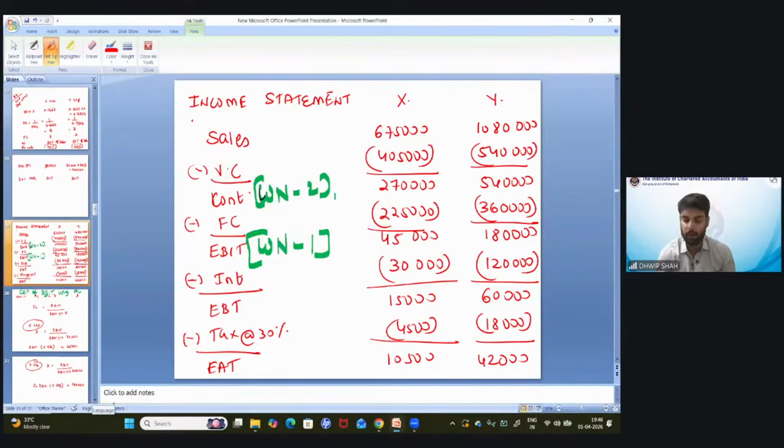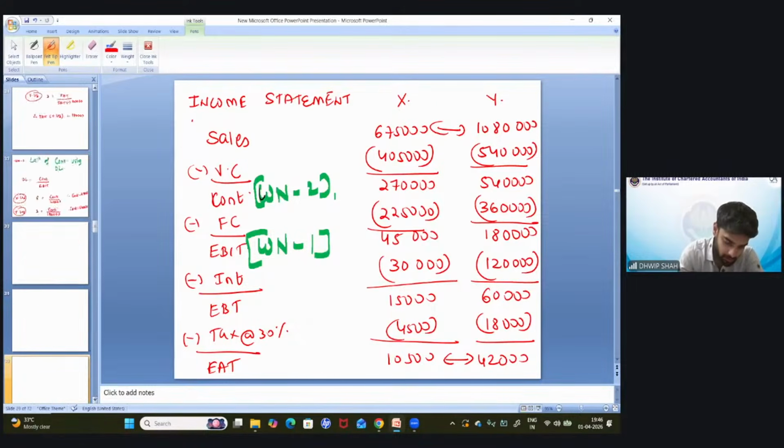So from an earnings point of view, company Y has more earnings, but its sales is also higher. Are you following everyone? So we cannot directly compare X and Y in absolute number terms. We cannot directly compare earnings of X and Y. Why? Because the sales of both are different. But we can compare the risk factor of both, and based on that, we can decide which company is better placed.